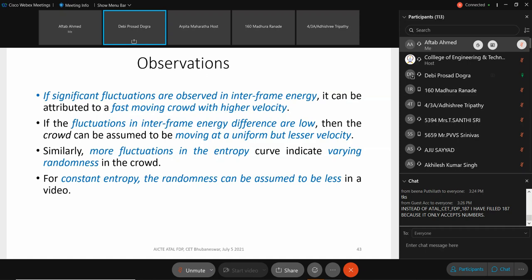The third observation he found is that more fluctuations in the entropy curve indicate varying randomness in the crowd, which was there in the Rath Yatra crowd. And for constant entropy, the randomness can be assumed to be less in a video. So with these observations, you can actually classify the crowd.